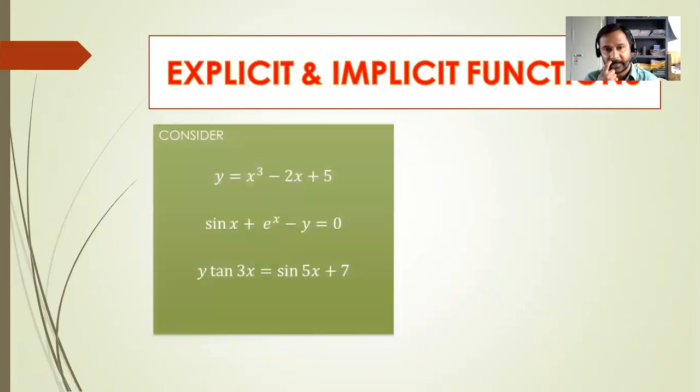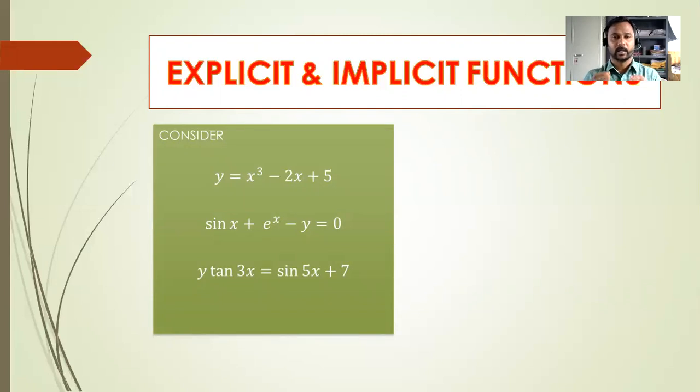Let us see here. Consider some functions: y equal to x cube minus 2x plus 5. Of course, it is a polynomial function. Sin x plus e raised to x minus y is equal to 0. Y tan x equals sin 5x plus 7. So some algebraic, polynomial, trigonometric, and exponential functions are given. Now you observe these functions closely. Now you see the first function, y is equal to x cube minus 2x plus 5.